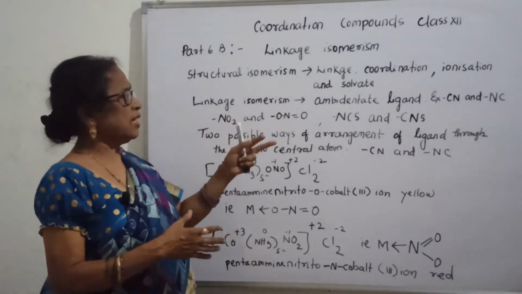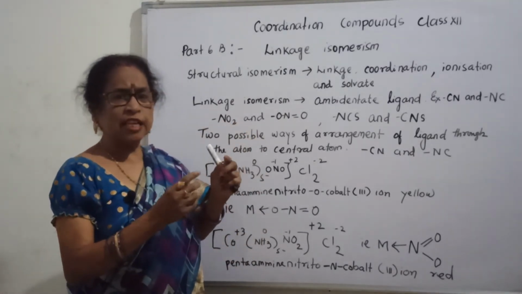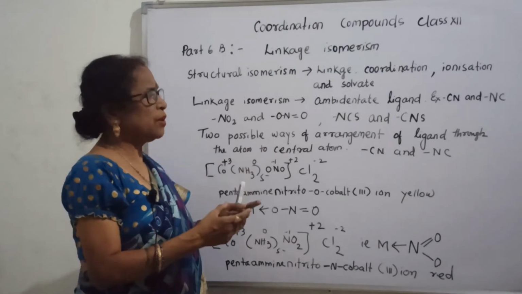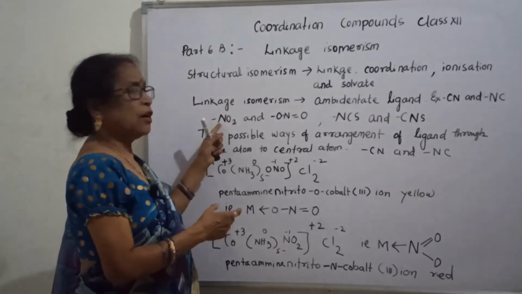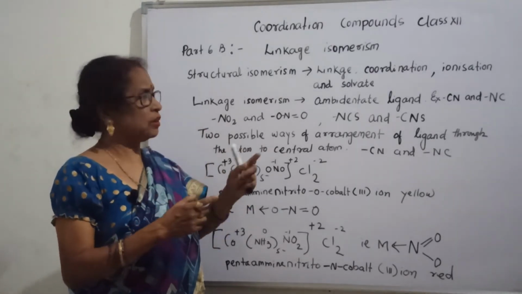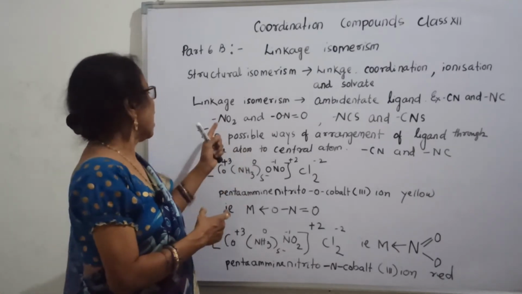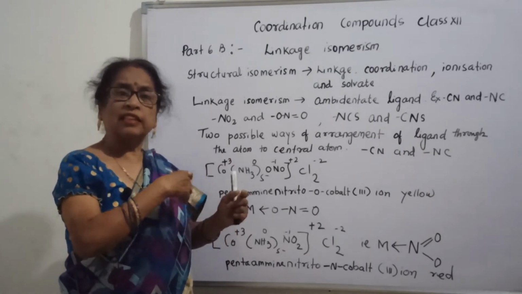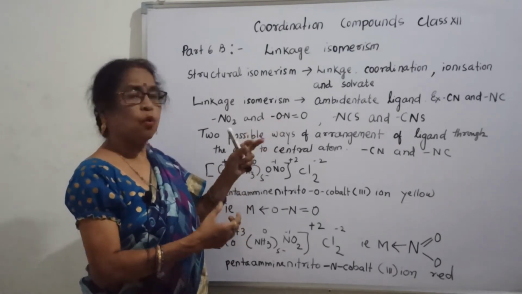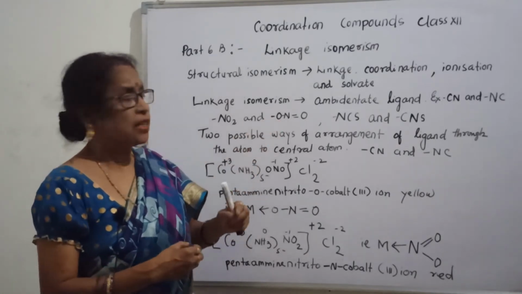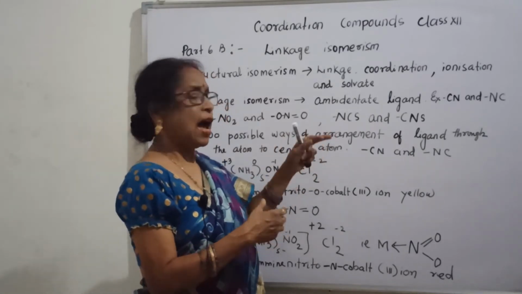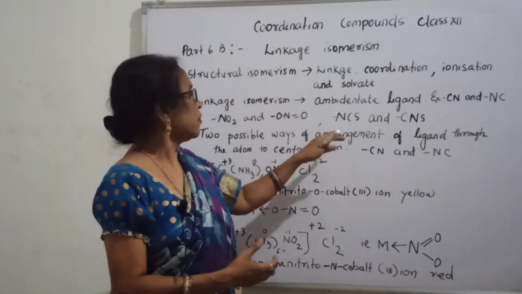See here, CN and NC. For example, CN means cyano, NC means isocyano, NO2 means nitro. They are all anionic ligands, that means negative ligands. In NO2, if N is attached, it has a different name. If O is attached to the central metal atom, the name is different and the character and properties are also different.